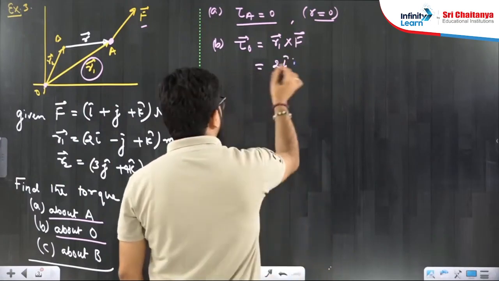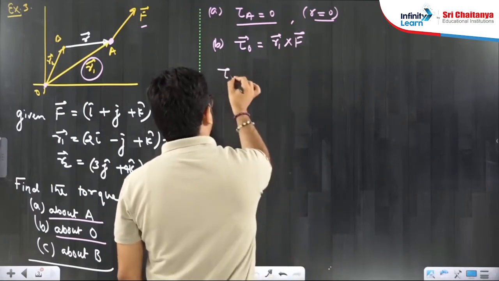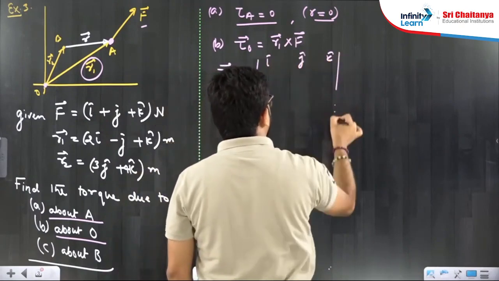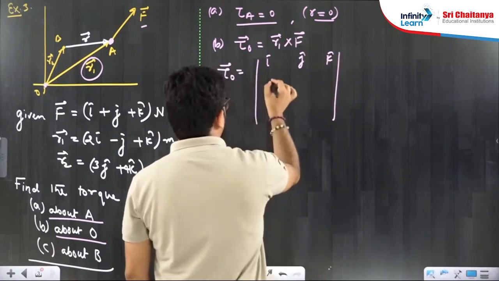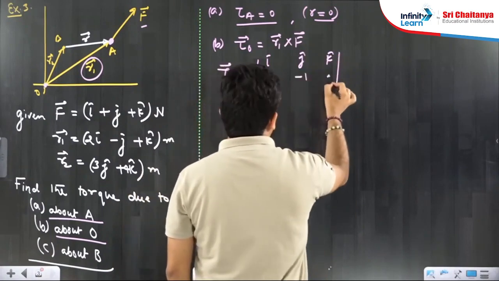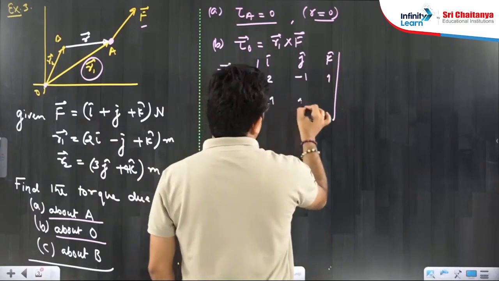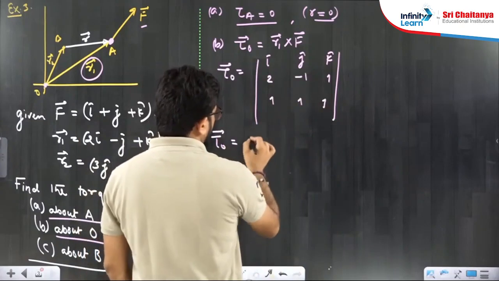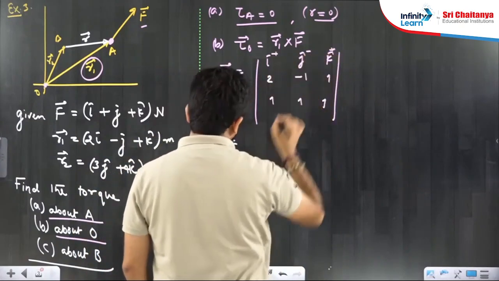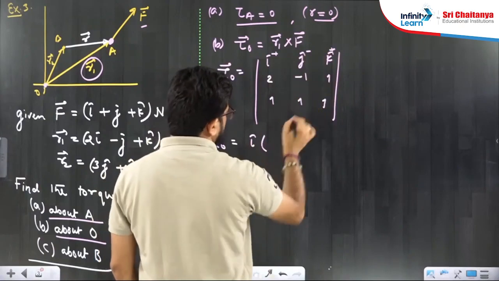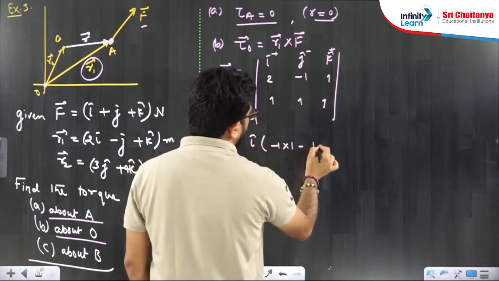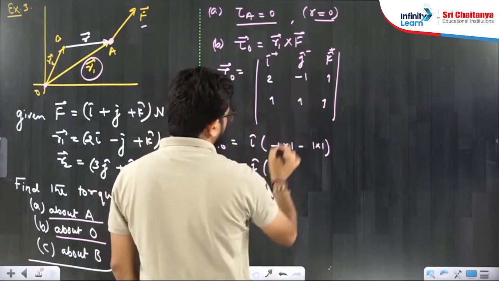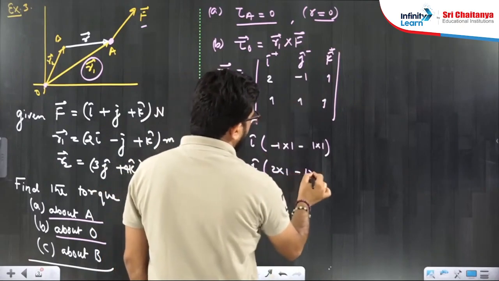Okay, I am just writing the torque calculation here. I cap, J cap, K cap, and R1 is 2, minus 1 and 1, and the force is 1, 1, 1. That's so simple. So torque about O would be equal to: this is plus, this is minus, this is plus, and this would be minus 1 into 1, minus 1 into 1. The second would be minus J, J would be 2 into 1, minus 1 into 1.